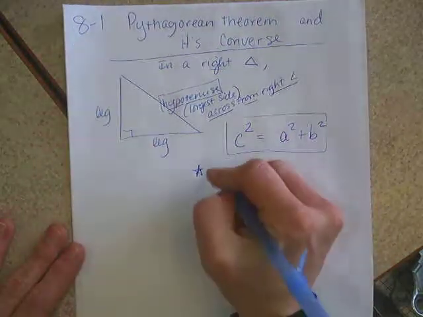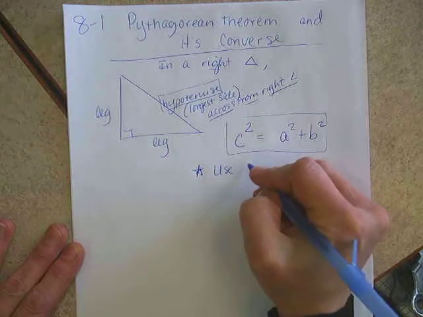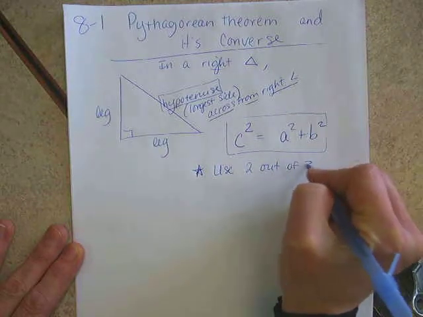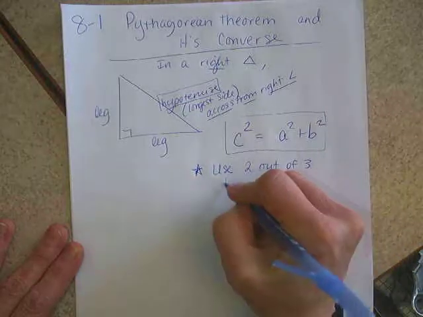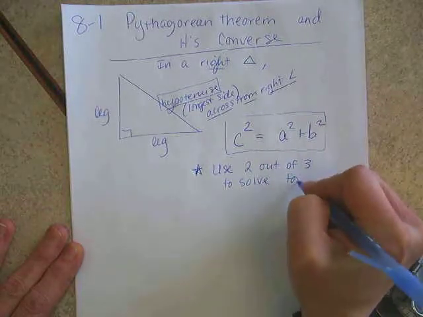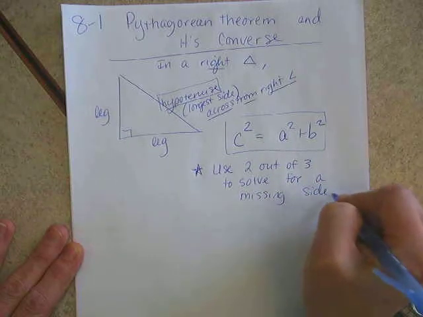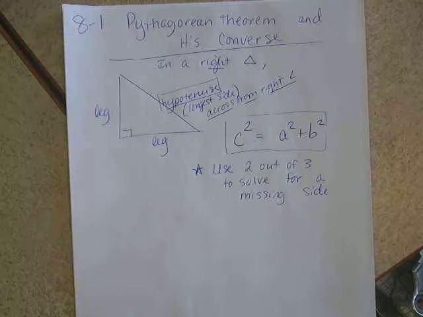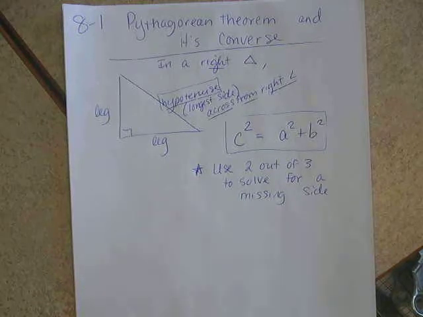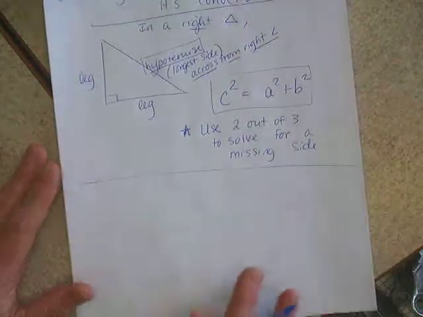Okay. One big piece of information, though, is you use 2 out of 3 to solve for a missing side. So you need to know 2 out of 3 of the sides. If you only know one of them, it's not that you're not going to be able to find what you're looking for, it's just there's probably going to be a different method you'll have to use. The theorem only works with 2 out of 3 known values. Okay.